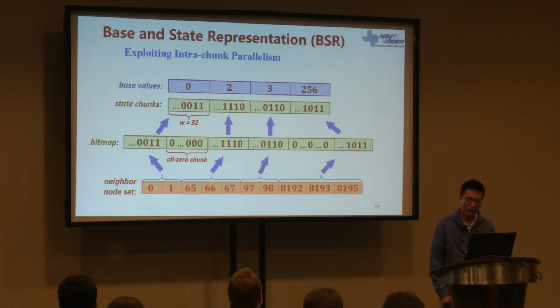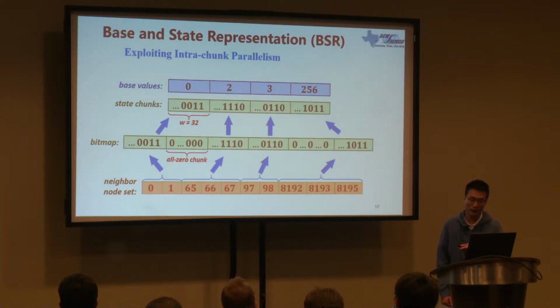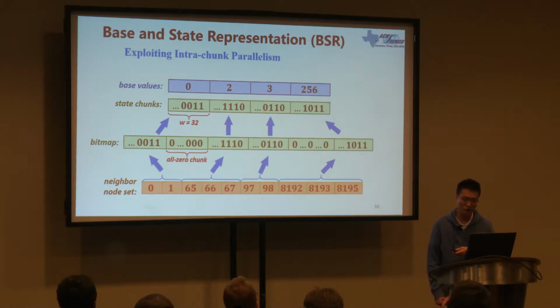In our BSR layout, we partition the bitmap into equal-sized pieces. Then each piece is represented by two parts, the base value and the state chunk. The base value records the piece's index in the bitmap, and the state chunk is directly copied from the value of this piece. Then we can eliminate all zero state chunks from BSR to avoid the drawbacks of the bitmap.